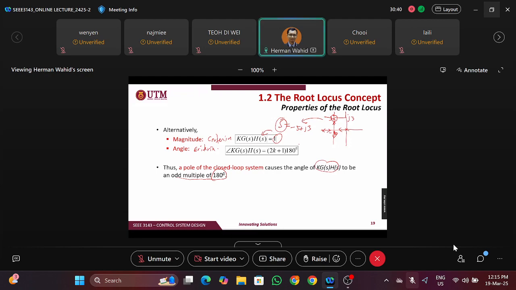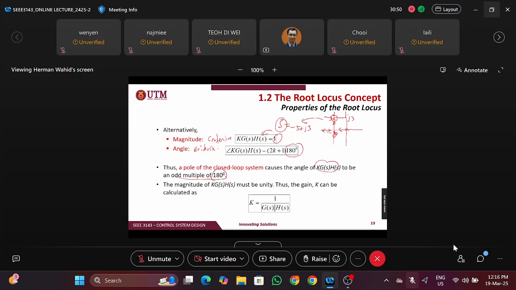From the magnitude criteria, we can rearrange. If you want the value of K here, the magnitude of G and H(s) can be brought to the right, so it becomes like this. K is equal to 1 divided by the magnitude of G and the magnitude of H(s).